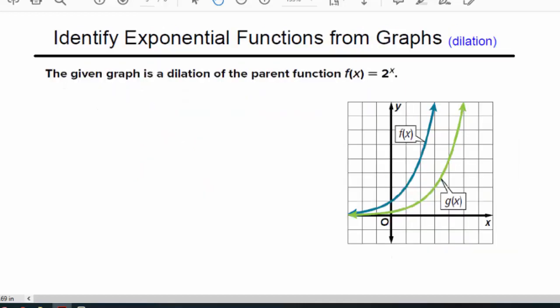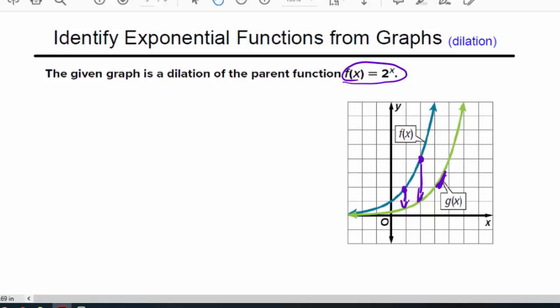Okay, so we want to identify the function from the graph. The given graph is a dilation of the parent function f of x equals 2 to the x. So that means 2 raised to the first power will give us this dot here on f of x, and 2 raised to the second power will give us this dot right here. So we got (2, 1) and (2, 4). But notice the g over here, the dot that relates to it is actually lower here.